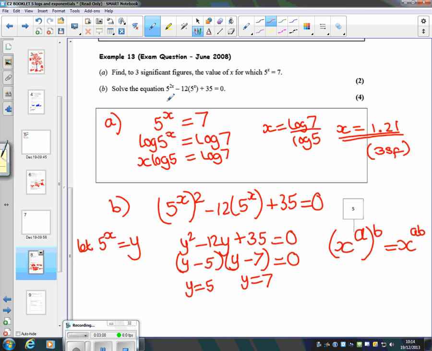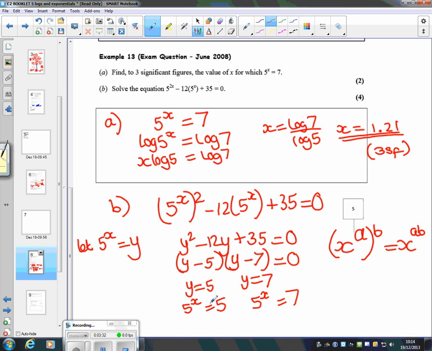But if we look at the question, there were no y's in the original question. We want to solve to find out what x is. So remember, we used a substitution. We used a substitution to make it easier to deal with. So y was actually 5 to the power x. So we need to replace that y at the end with 5 to the power x.